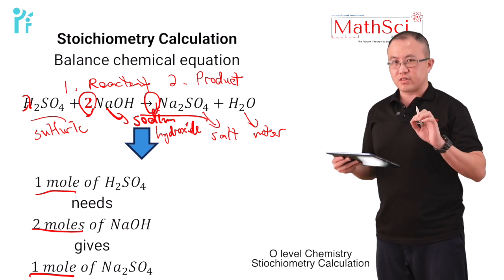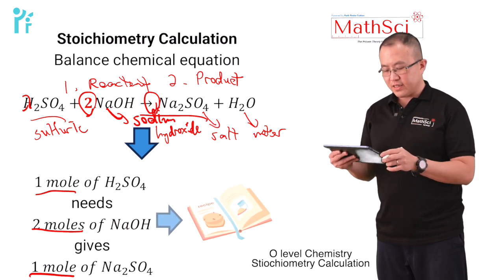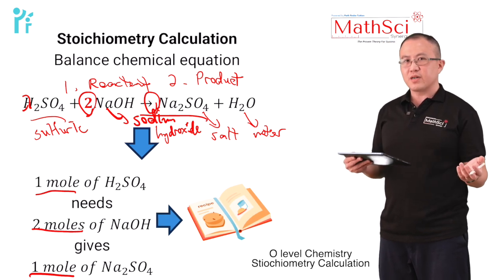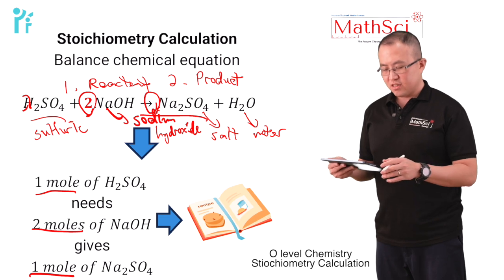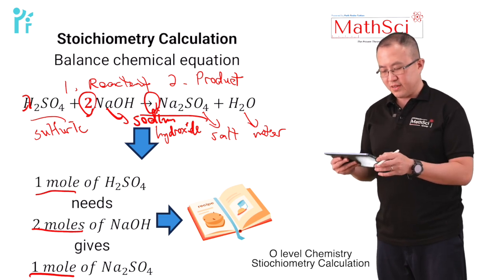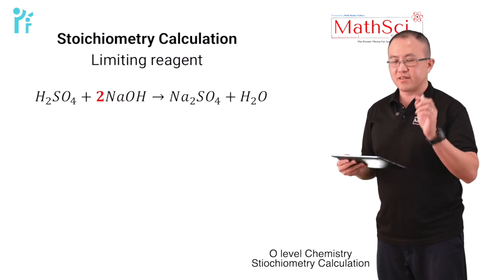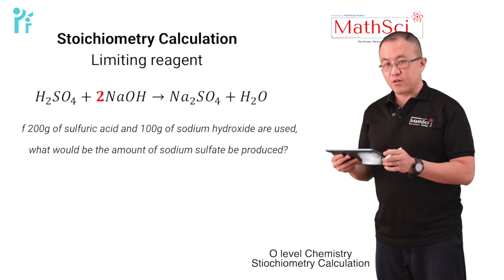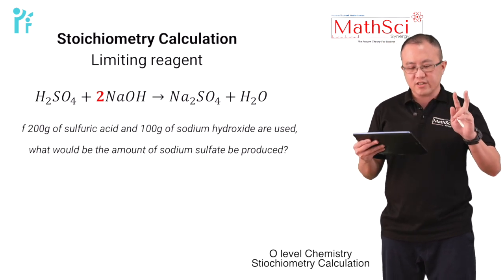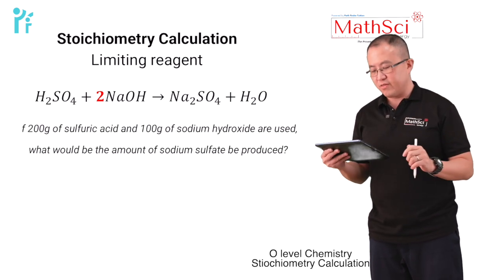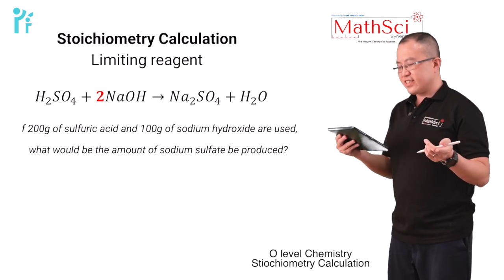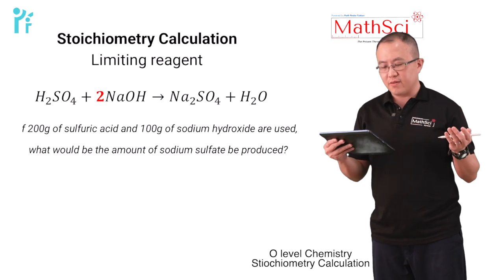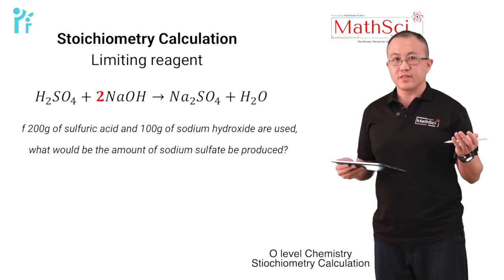This is what you need, so theoretical. But the question is, exactly how much are we looking at if, let's say, you are given the actual quantity? So now if we move on to the next example, the concept of limiting reagent. Now if the question is, I give you 200 grams of sulfuric acid with 100 grams of sodium hydroxide, what will be the amount of sodium sulfate that will be produced?